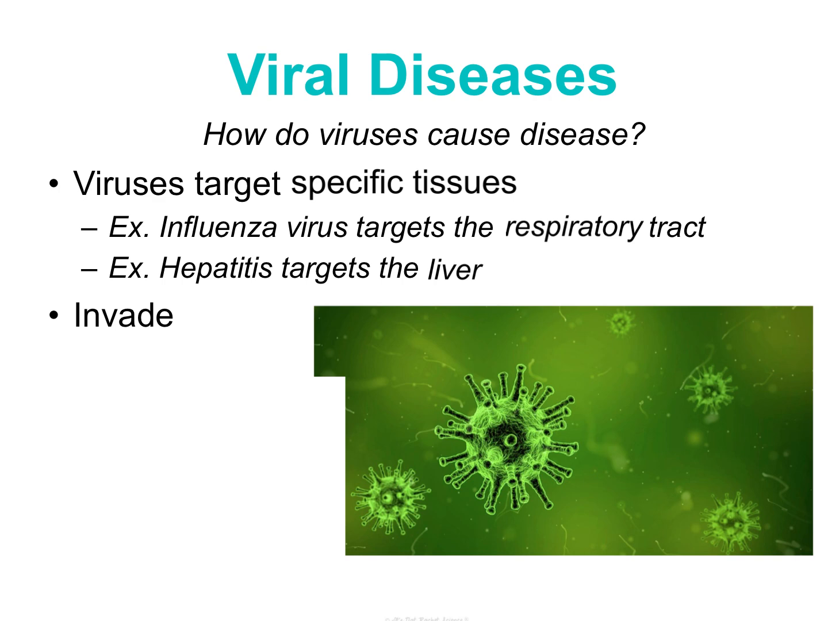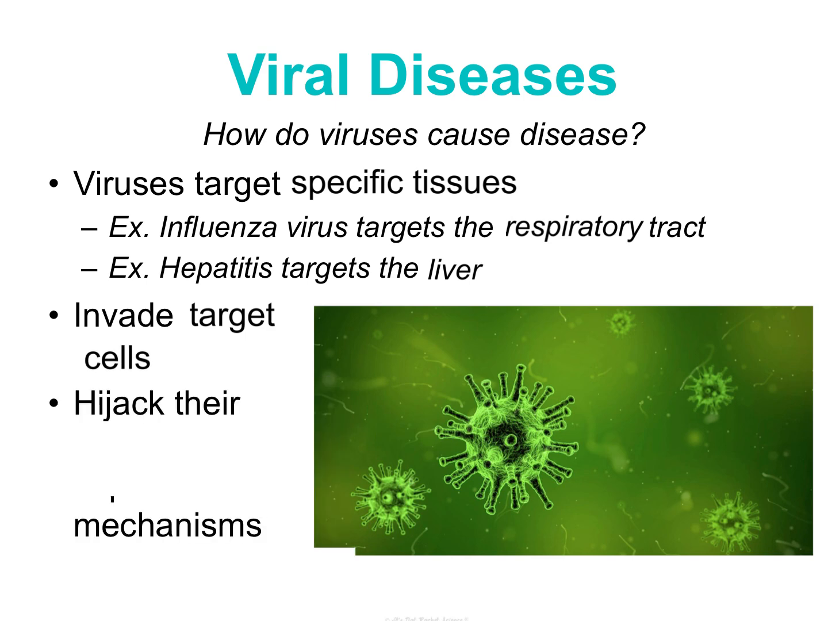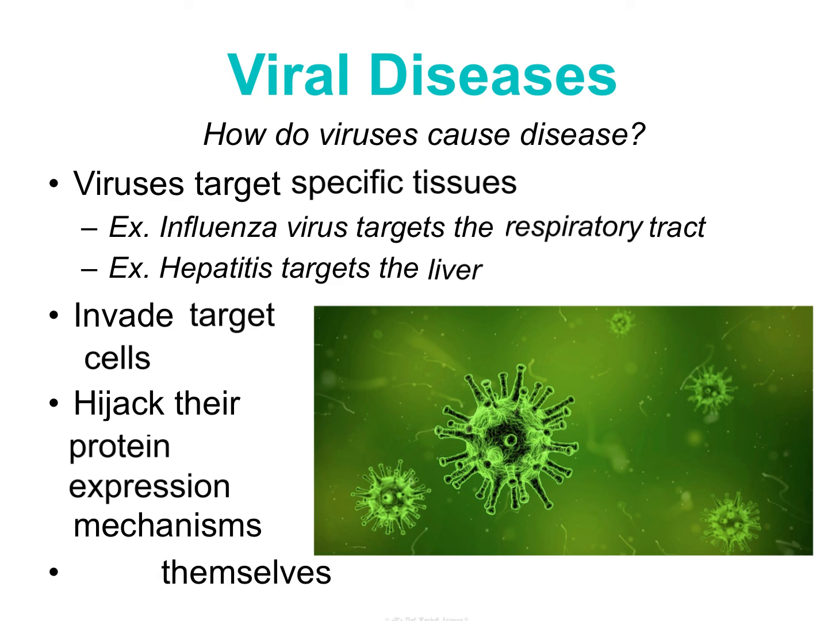If we talk about how they work, they're first going to target our cells and invade them. From there, they're going to hijack their protein expression mechanisms. And if we don't recall, protein expression is the process of going from DNA to RNA to protein. And after they have these mechanisms down, they have the ability to run the body. So they're now just going to continue to make copies of themselves using these expression mechanisms. So your body will actually go and make more viruses for the virus.